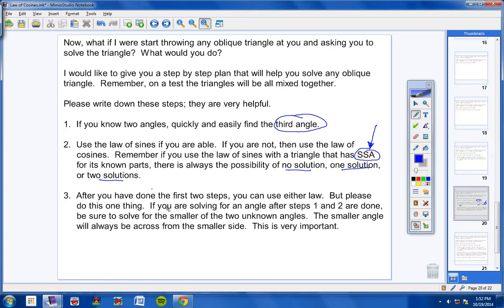After you've done the first 2 steps, you can use either law, but please do this one thing. And we've talked about this already. If you're solving for an angle after you've done steps 1 and 2, be sure and solve for the what first? The smaller of the 2 unknown angles. Okay, the smaller angle will always be across from the smaller side. This is very, very important, okay? Go ahead and pause the video until everybody's copied these down, and then we'll continue on, okay?